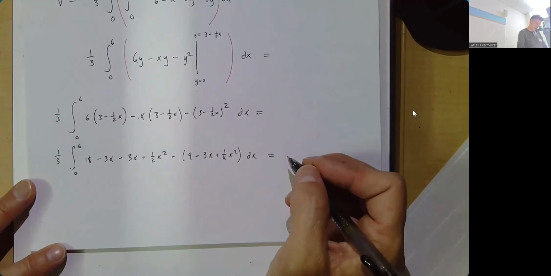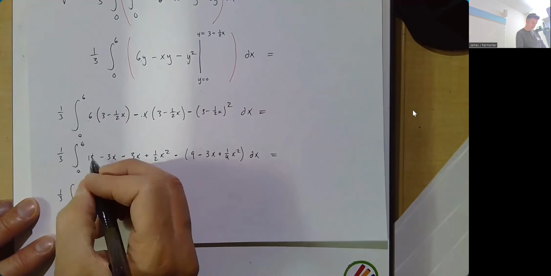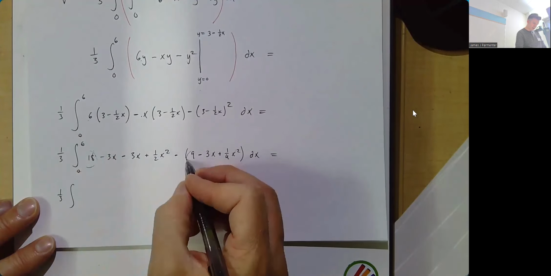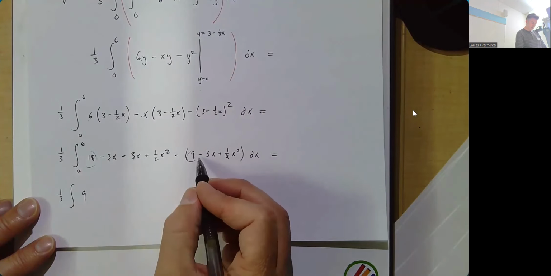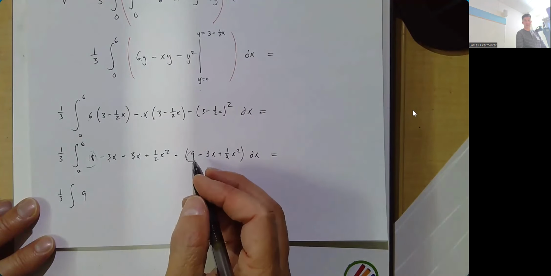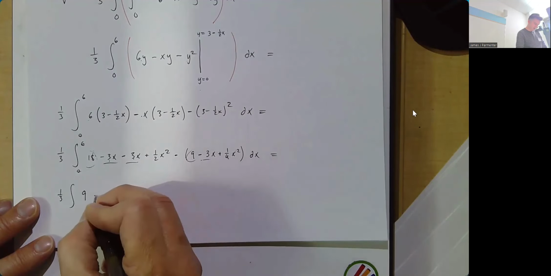Putting it all together. Let's look at our constants first. I have an 18 minus a 9, so that's a 9. I have a minus 3x plus 3x. So that's just going to be a minus 3x overall, right? A minus 3x minus 6x plus 3x gets you back to minus 3x.